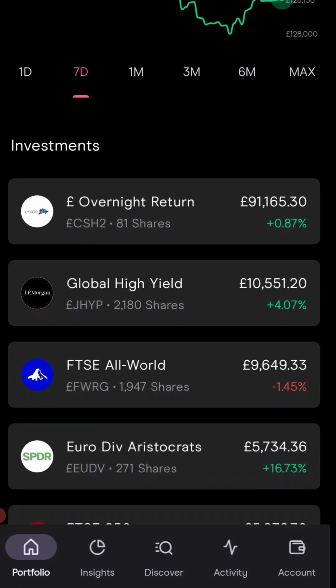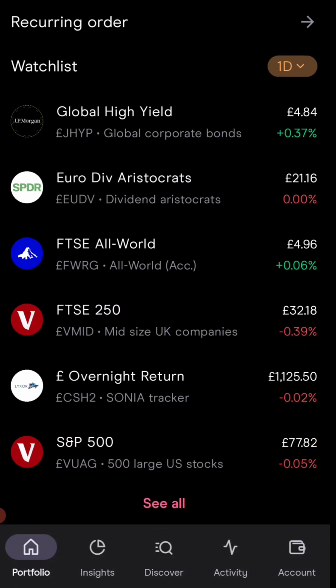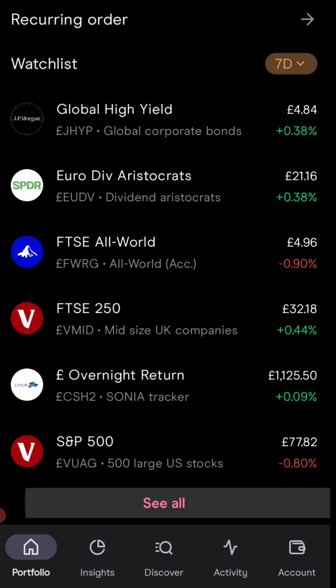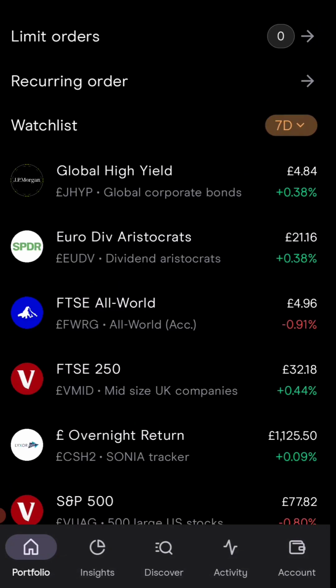Okay, so how do I use the app? Go back to my portfolio page again. So here's my investments. As I say, if I go down to my watch list, I can look at today's performance, and this is always really interesting to see how things are performing. So the FTSE All World is up a little bit today, but if you look at the week, for example, so we've sorted this by 7 days, we can see that the FTSE All World is down pretty much a whole percent during the week, whereas my overnight return is up by 0.09%. We can also see that the S&P is down by 0.8%, which is such a big part of the overall world market that will be having an impact on the FTSE All World as well.